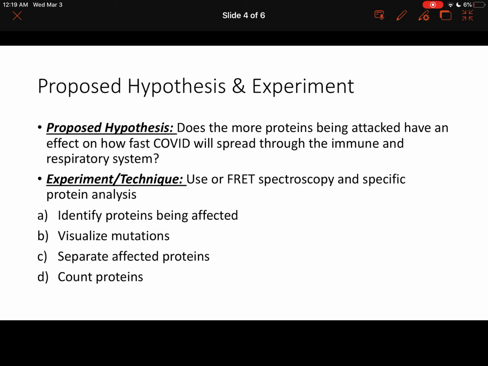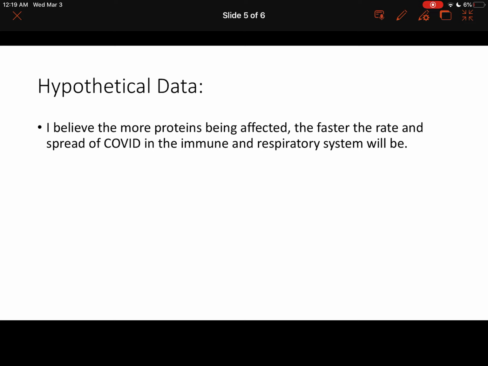And by knowing how many proteins are being affected, you can see if COVID is spreading fast or slow. Or perhaps there's not even a change. Maybe it has nothing to do with the amount of proteins being affected. So I would do that. And I believe that the more proteins being affected, the faster the rate and spread of COVID in the immune and respiratory system will be.